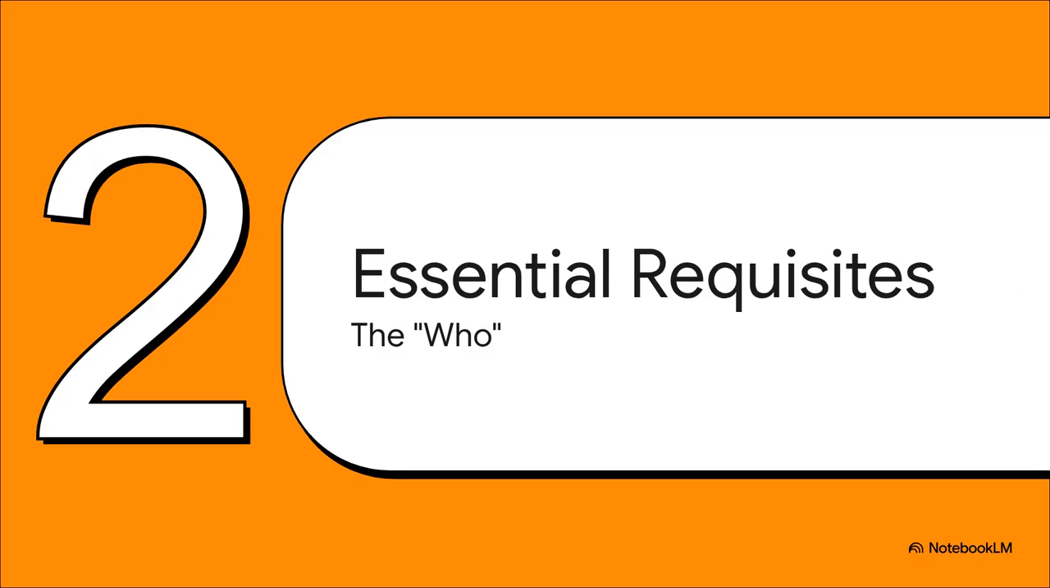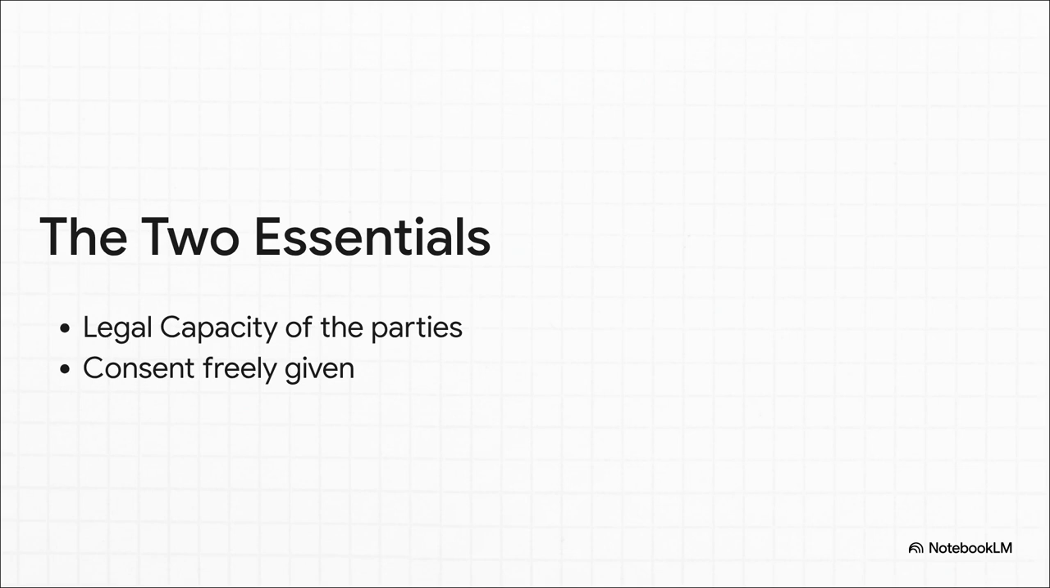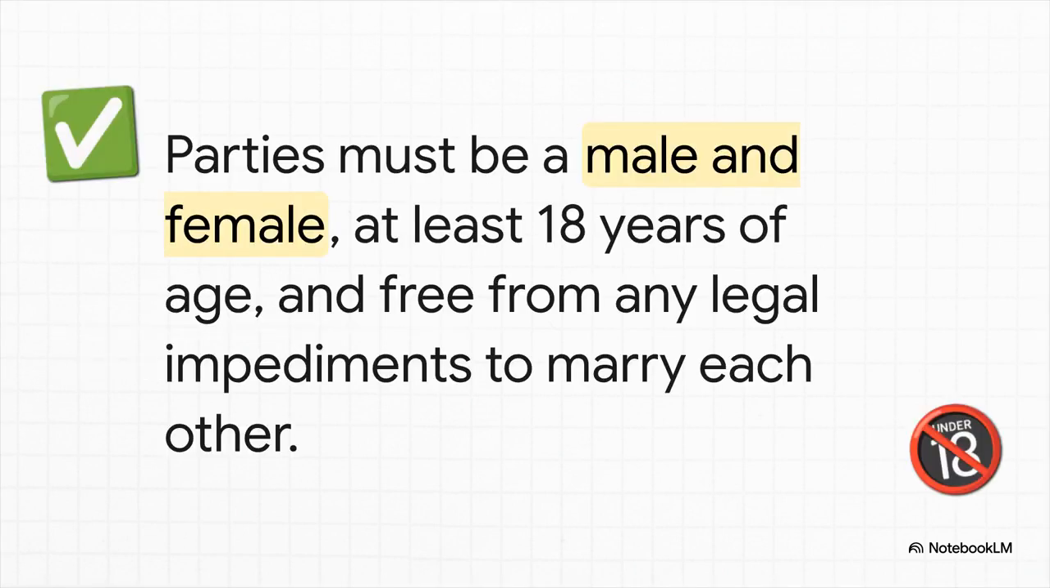So, with that foundation in place, let's get to our first set of requirements, the essential requisites. I want you to think of these as the absolute non-negotiable pillars of the marriage. This is all about the who, the actual people getting married. And there are only two of them. That's it. Legal capacity and consent. You need to burn this into your brain. If either one of these is completely missing from the very start, you simply do not have a marriage. It's that critical.